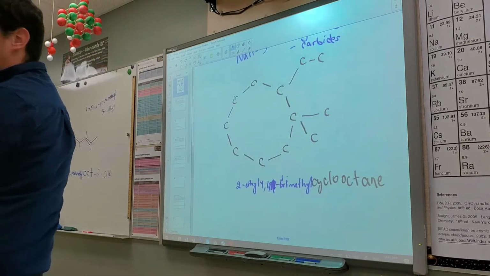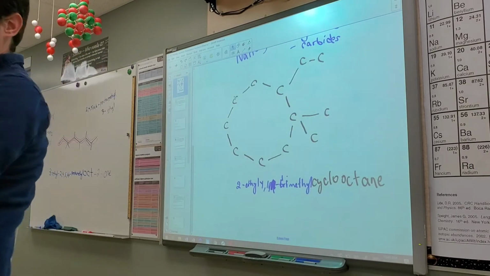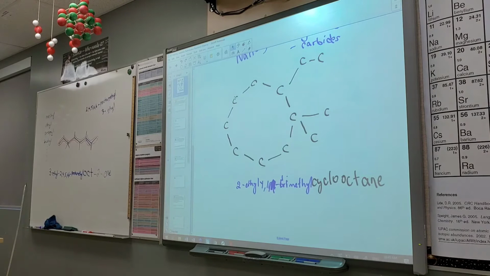Hey, most of the organic chemistry booklets are hole punched. A couple of them aren't. Yeah, that's not the whole one. Here.